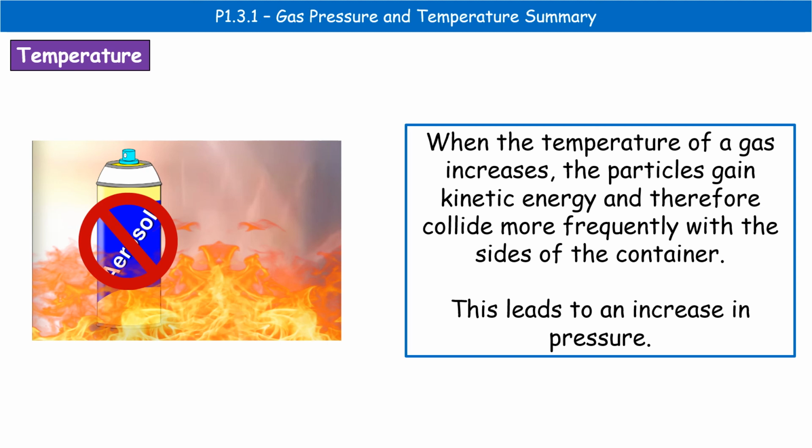We could also change the temperature. If we increase the temperature of a gas, we're giving those particles kinetic energy. So they're going to be moving around a lot faster. If they're moving faster, they're going to collide more frequently with the sides of the container. If they're colliding more frequently with the sides of a container, we get an increase in pressure. So increasing the temperature gives the particles more kinetic energy, therefore more frequent collisions with the container and an increase in pressure.